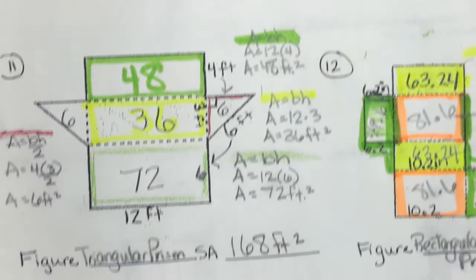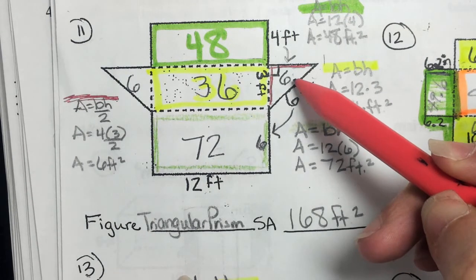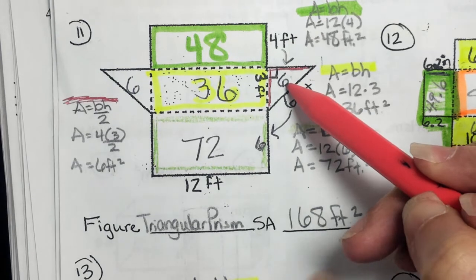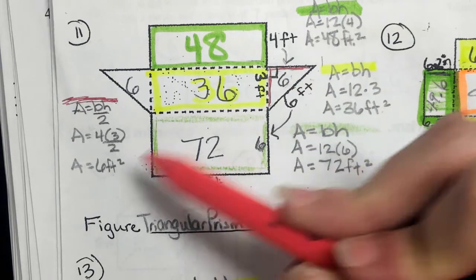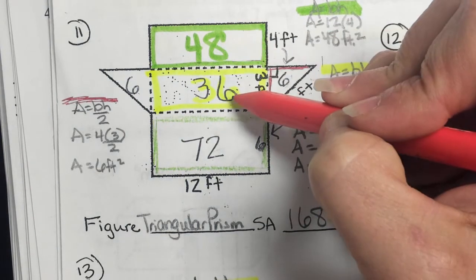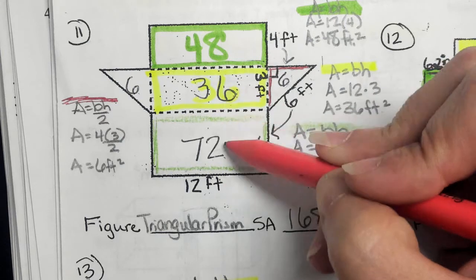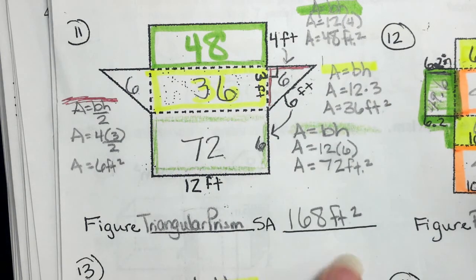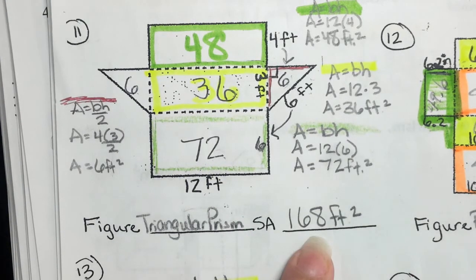Go into 11 then. On 11, the weirdest part are these triangle flaps. They are 6s. The reason they're 6s is the 4 times 3 is 12, divided by 2 is 6. That's how those flaps are 6. Going down the middle, I got a 48, a 36, and a 72. A lot of you tried to make two of these the same. It is a triangular prism, and the total surface area is 168 feet squared.